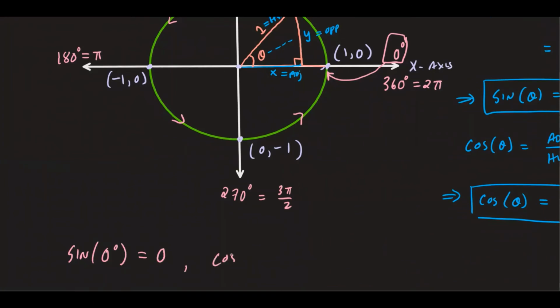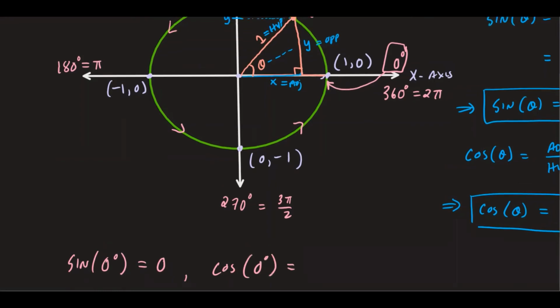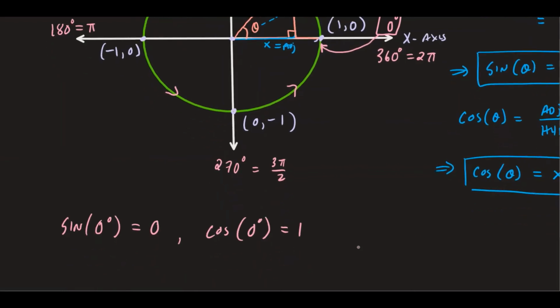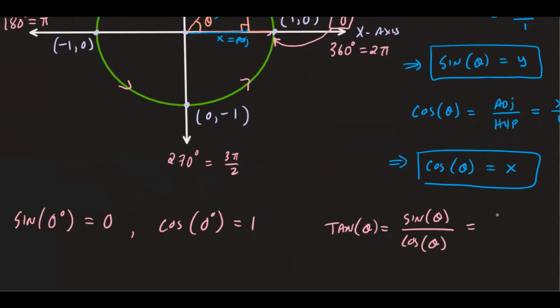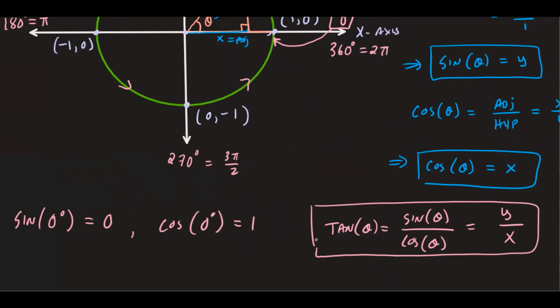Now, what about cosine of 0 degrees? Again, we look at the 0 degrees, and because cosine is the x coordinate, cosine of 0 degrees is 1. Now, similarly, you can define tangent. We know that tangent is equal to sine over cosine. So therefore, sine, we rewrote it as y. So tangent is y over cosine, which is x. So we can rewrite tangent in terms of x and y, which will be y over x.